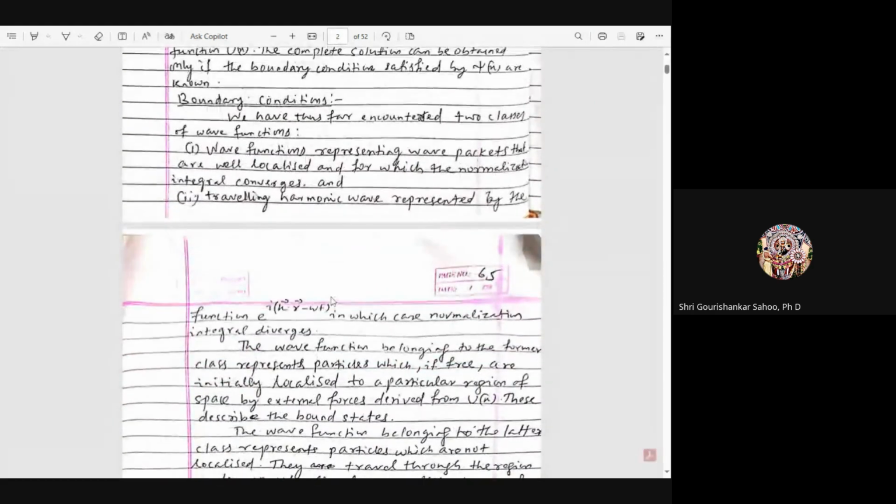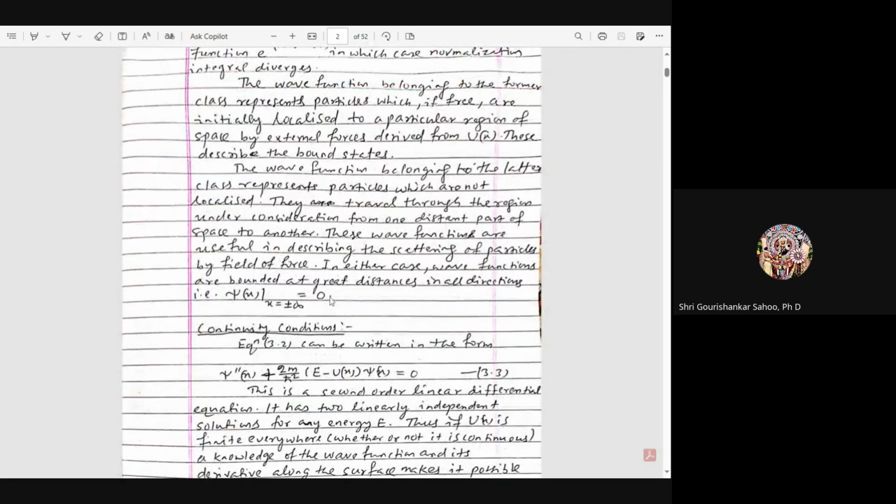What are the boundary conditions? So far we have encountered two classes of wave functions. Wave functions representing wave packets that are well localized and for which the normalization integral converges. And the second class is the traveling harmonic wave represented by the function e^(i(k·r - ωt)), for which the normalization integral diverges.